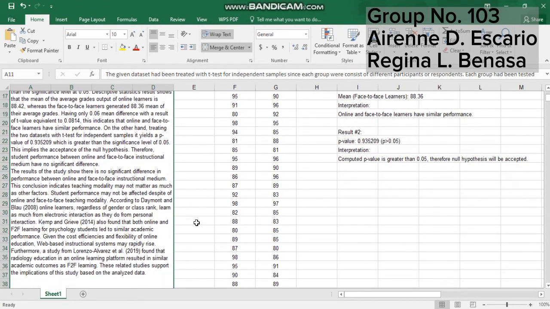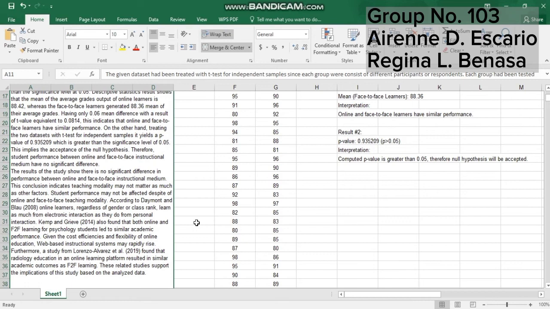The results of the study show there is no significant difference in performance between online and face-to-face instructional medium. This conclusion indicates teaching modality may not matter as much as other factors. Student performance may not be affected despite online and face-to-face teaching modality.